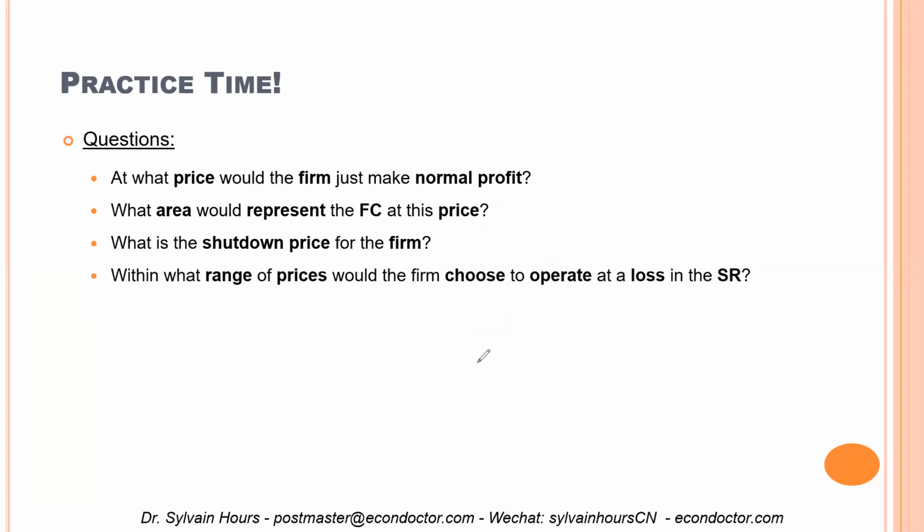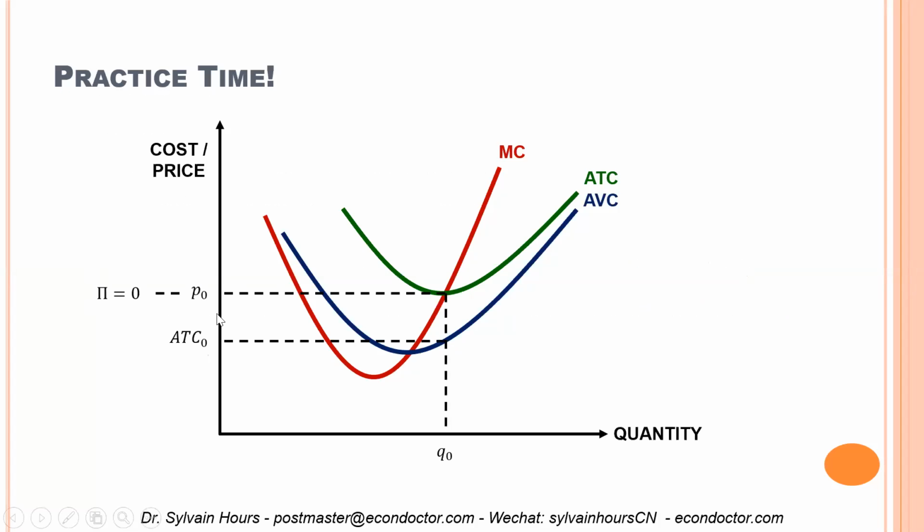Within what range of prices would the firm choose to operate at a loss? So they make a loss, so profit is negative. We know that the firm will make negative profit when the price is below P0, because they make zero profit when the price is P0, the minimum of the ATC. So whenever the price is below P0, the firm will make a loss.